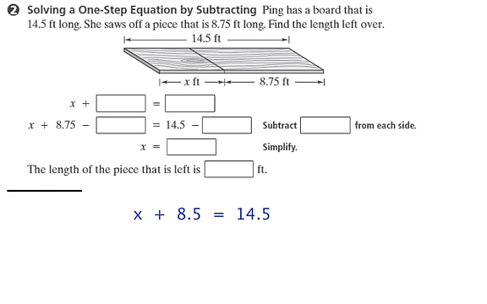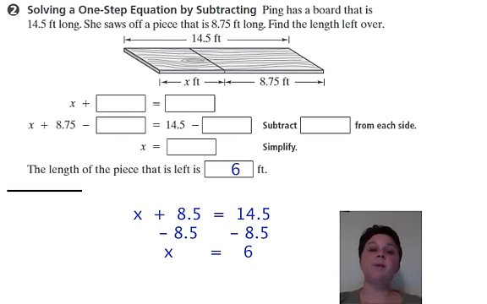To solve for x, we're going to subtract 8.75 from both sides of the equation. On the left-hand side, the 8.75's cancel each other out. You're left with x. On the right-hand side, we have 14.5 minus 8.75, which is 5.75. So the length of the piece that is left is 5.75 feet. Pause the video at this time if you need more time to copy down this example.